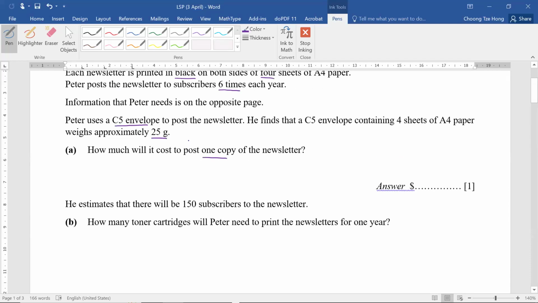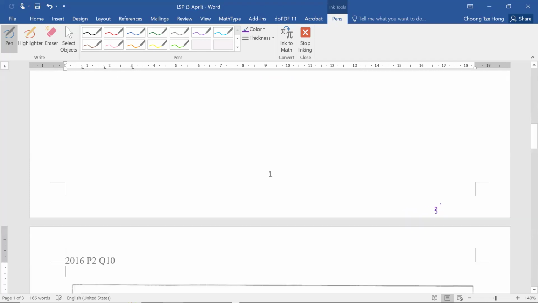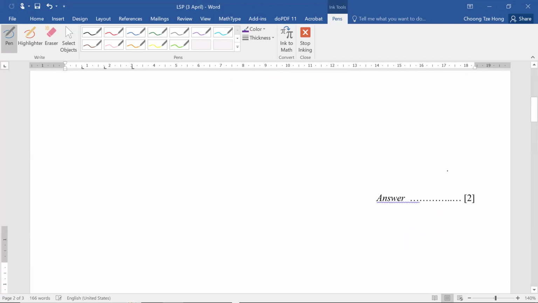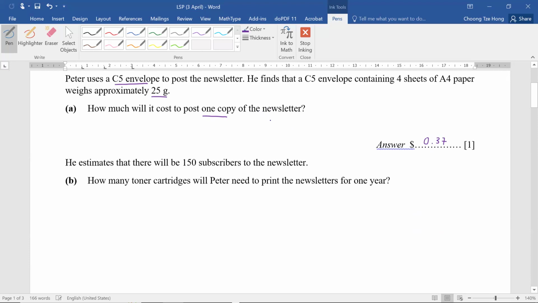Usually the first couple of parts of the question are quite easy to answer, especially the first part, where you should be able to extract information directly from the table itself. So it's 0.37 to mail one copy of the newsletter. Let's move on to part B of the question.